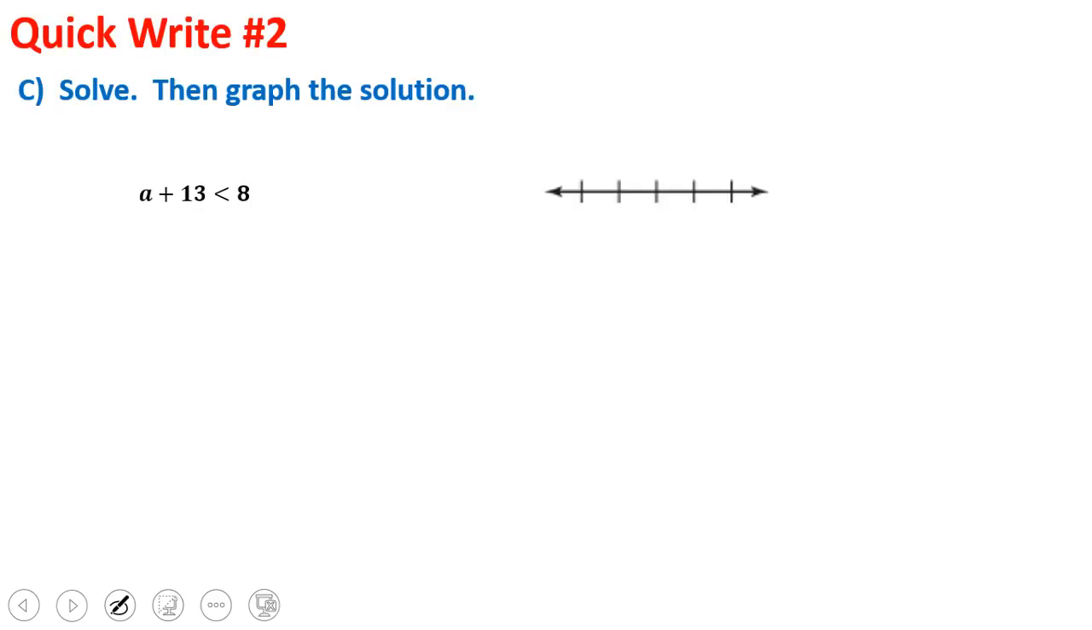Ladies and gentlemen, we have completed video number 2. You have one more quick write to do, so if you would please copy this down. C, we're going to solve a plus 13 is less than 8. You're going to make a graph. You're going to graph it.